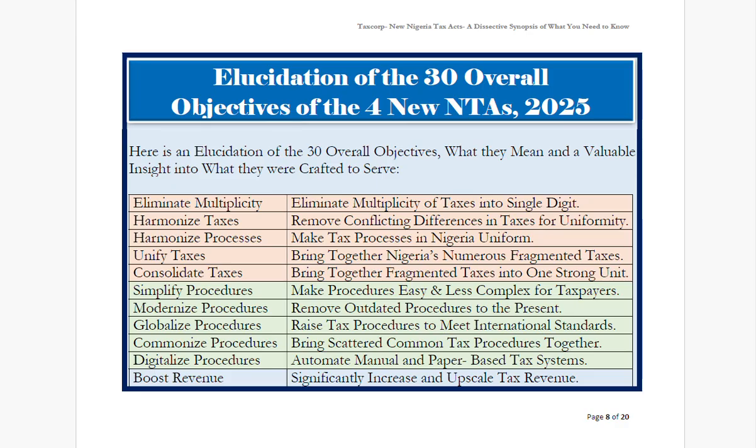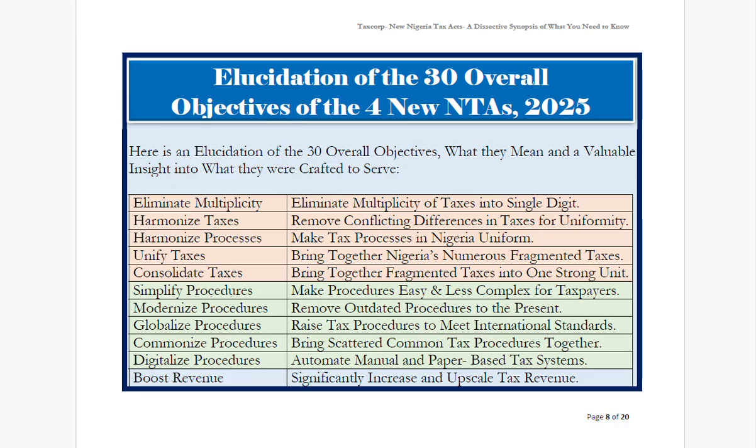You have harmonize processes. Make tax processes in Nigeria uniform. You have unify taxes. Bring together Nigeria's numerous fragmented taxes. So many fragmented taxes. So the Presidential Committee had to unify them into 4 tax acts. Consolidate taxes. Bring together fragmented taxes into one strong unit. Next is simplify procedures. Make procedures easy and less complex for taxpayers. Modernize procedures. Remove outdated procedures to the present.